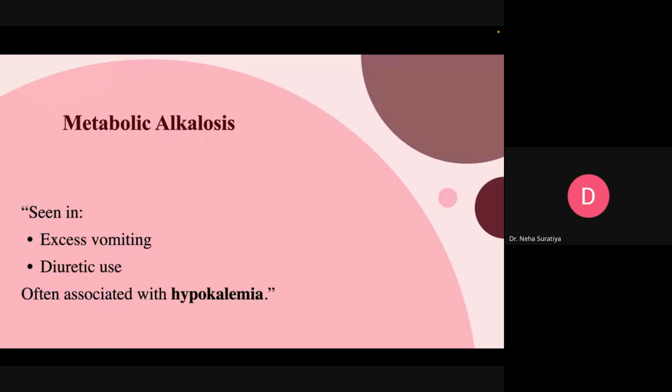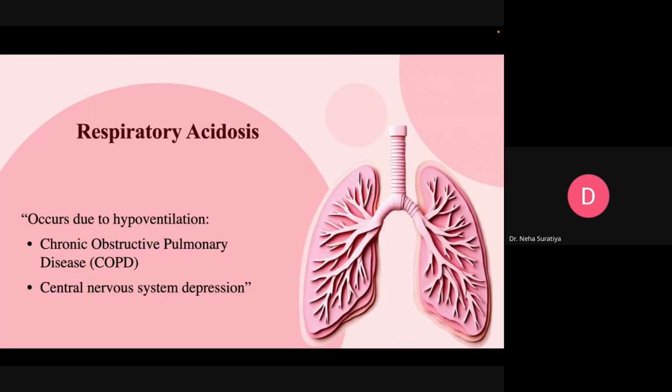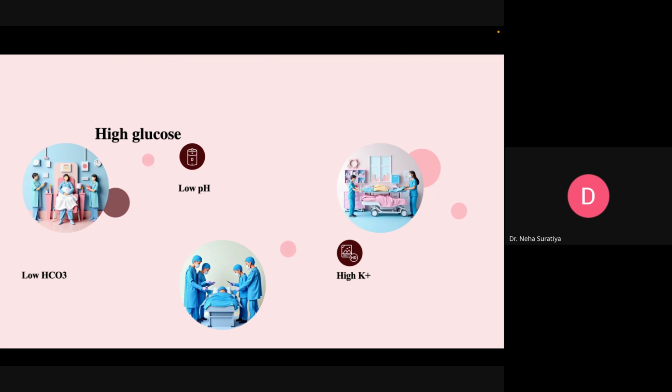Metabolic acidosis, these are base related conditions, and metabolic and respiratory are two different things to understand, right? So this is again a very important concept you must know. Now this is one of the case studies to correlate everything together. Now see here, the case has high glucose, low pH, low bicarbonate, and high potassium.